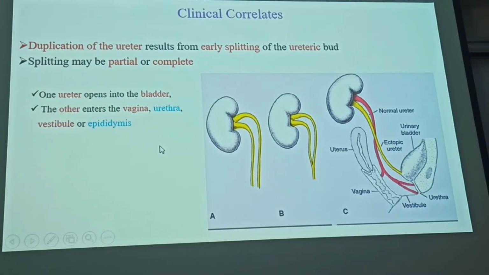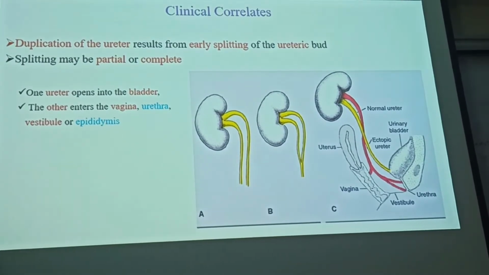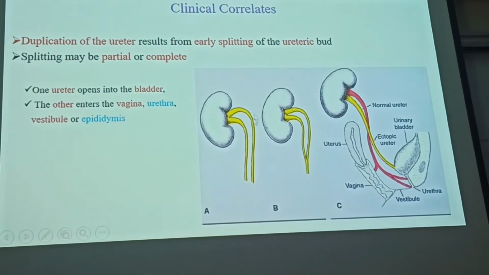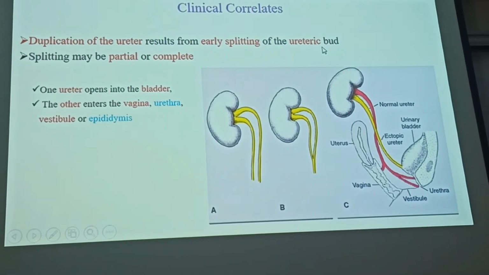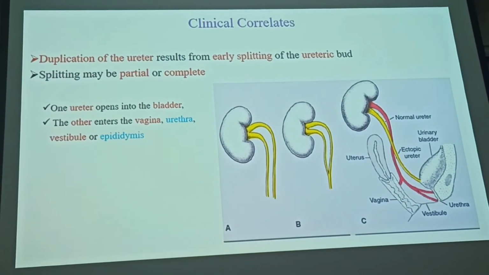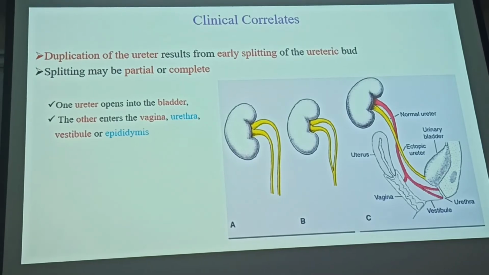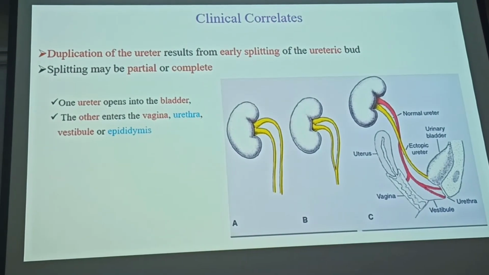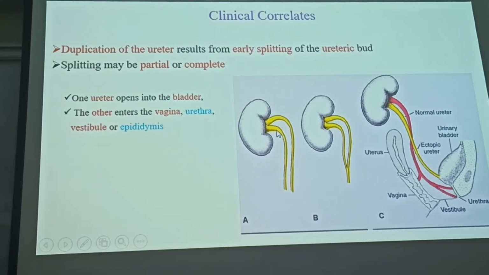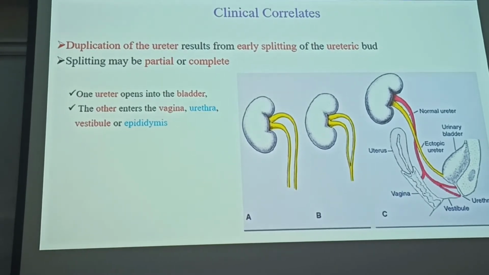Clinically, there is an abnormal condition that is called duplication of the ureter. In this condition, early dividing of the ureteric bud leads to duplication of the ureter. In this picture you can see complete duplication or incomplete or partial duplication of the ureter. Okay?